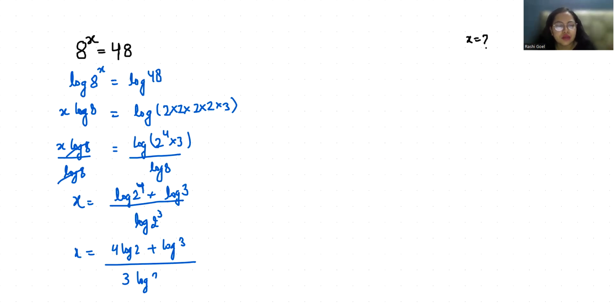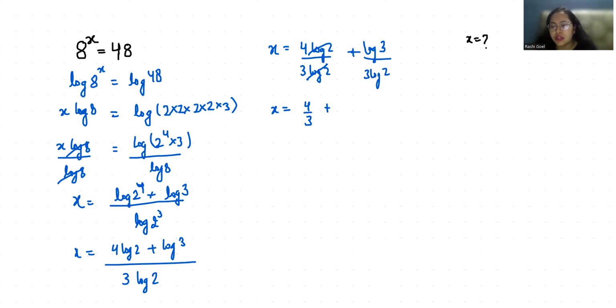x is equal to 4 log 2 by 3 log 2 plus log 3 by 3 log 2. x is equal to 4 by 3 plus, the value of log 2 is 0.301 and the value of log 3 is 0.4771.